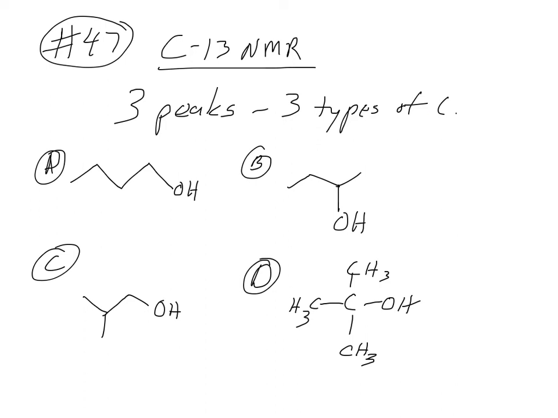Now you look at A. How many types of carbon does this have? 4. How many does B have? 4. How many does C have? 3. How many does D have? 2. What's the answer? 3. Why does D have 2? Because these are symmetrical. This carbon's different, but these 3 are all the same. So all the question was really asking was, can you differentiate the numbers of types of carbons? All you needed to know about carbon NMR was that each peak represents a different type of carbon. You didn't need to know the ppms at all here.